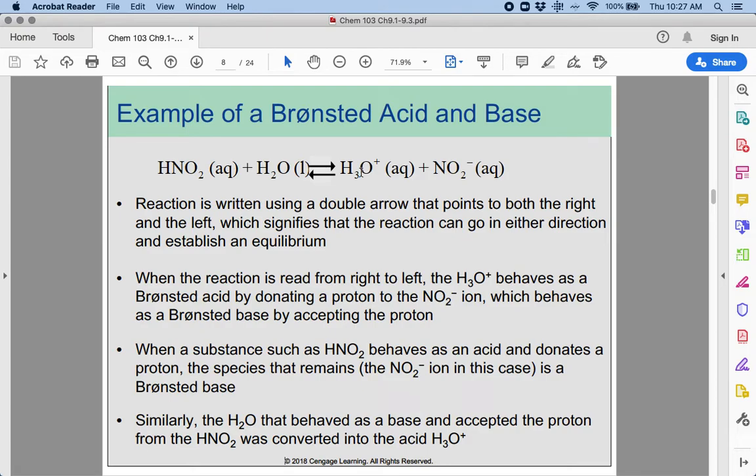H3O plus can give up one of the hydrogens and become H2O. So on this side of the reaction, H3O plus is the acid, and NO2 minus will accept the hydrogen and become HNO2. So on this way, when we're going the reverse direction, H3O plus is the acid, and NO2 minus is the base.